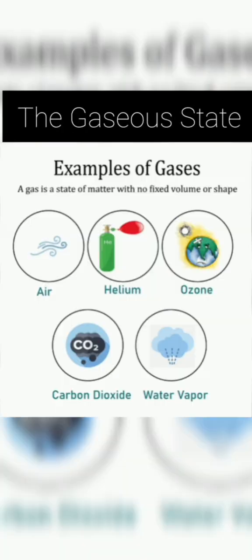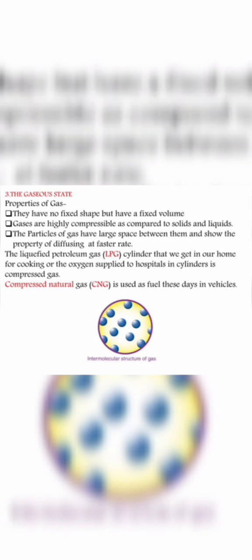Gaseous state. This is also known as gas. Gases have no fixed shape and no fixed volume. Gases are highly compressible as compared to solids and liquids. The particles of gas have large space between them and show the property of diffusing at a faster rate. The liquefied petroleum gas, called LPG, in the cylinder that we use at home for cooking, and the oxygen supplied in hospitals in cylinders are compressed gases. Compressed natural gas, CNG, is used as fuel in vehicles these days.